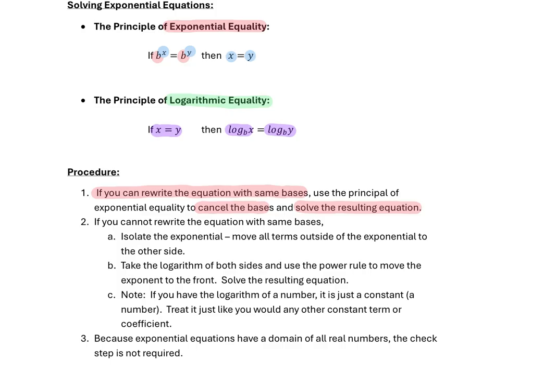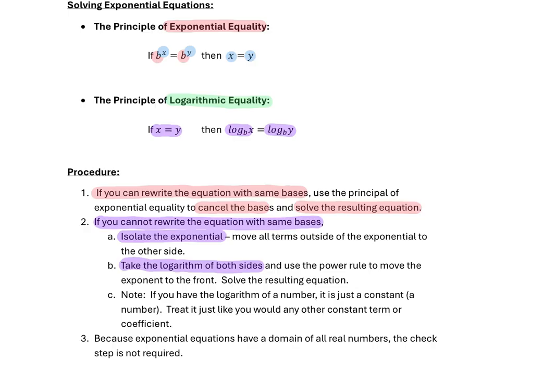Now, the second one is if you cannot rewrite the equation with same bases, then what we want to do is start by isolating the exponential. We want to move all terms outside of the exponential to the other side. We can take the logarithm of both sides, and the only thing is make sure we're taking the same logarithm. We've got two that we can work with in our calculator. We have the common log, and we have the natural log. And as long as you take the same log of both sides, then you're okay.